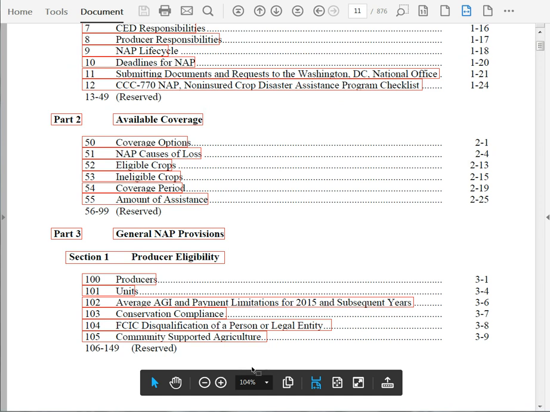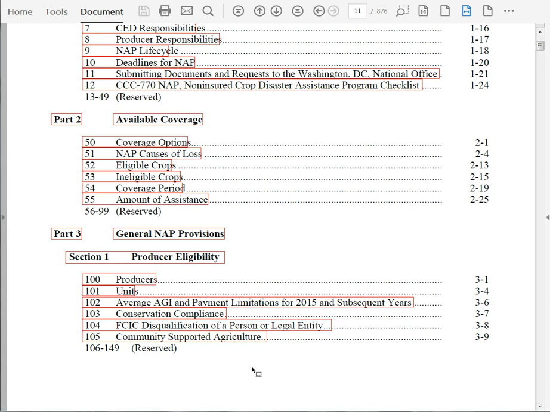And that ends part 2. To recap, in paragraph 50, we learned about the various coverage options, basic versus buy-up. Basic coverage offers a guarantee of 50% of expected production and 55% of the average market price. Buy-up coverage offers guarantees of 50, 55, 60, and 65% of production, with 100% of the average market price. Paragraph 51 tells us if a cause of loss is eligible or ineligible. Paragraph 52 lists eligible crops, and paragraph 53 covers the ineligible ones.